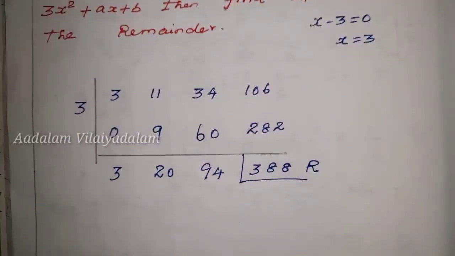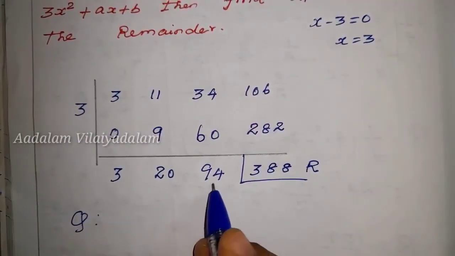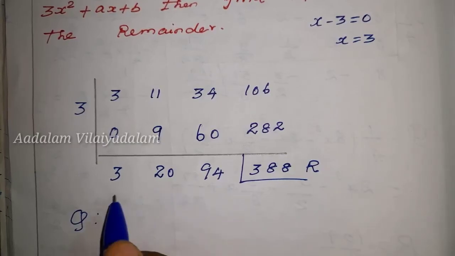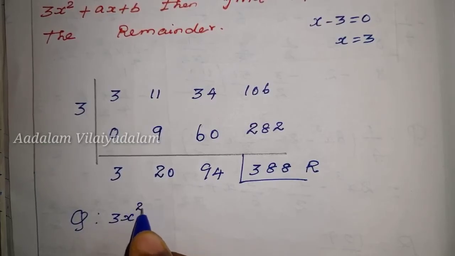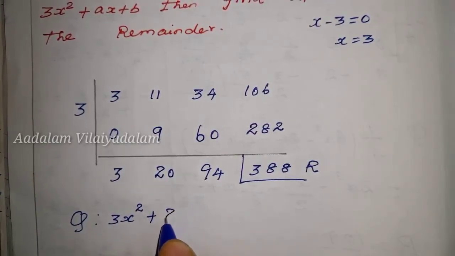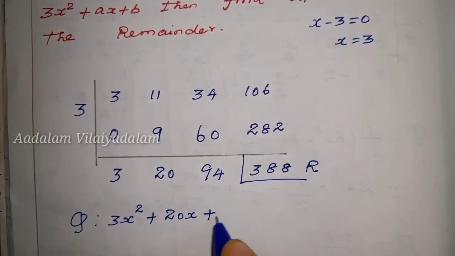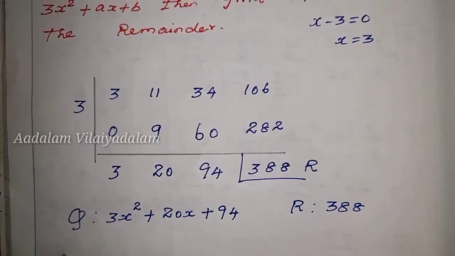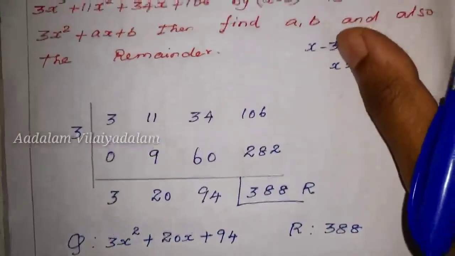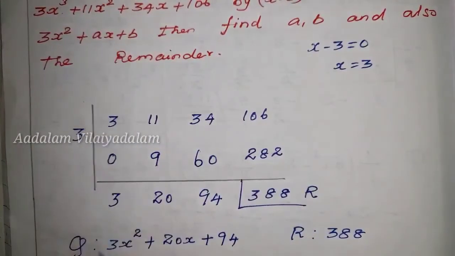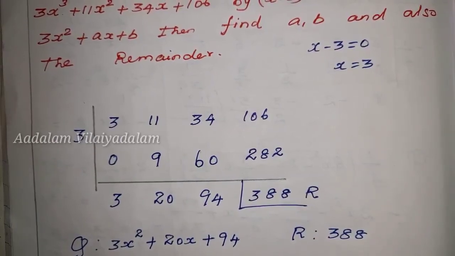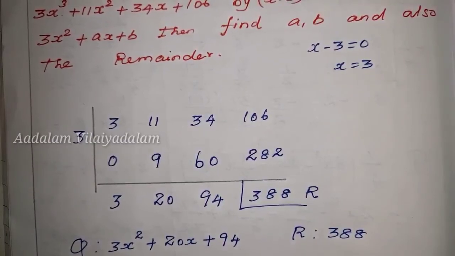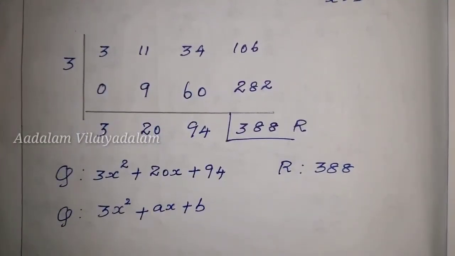Now write the quotient value. So this is the constant term, x term, and this is the x square term. So 3 into x square, 3x square, plus 20 into x, 20x, plus 94. The remainder is 388. Already the quotient value is given. So this is 3x square plus ax plus b. Now find the a and b values.